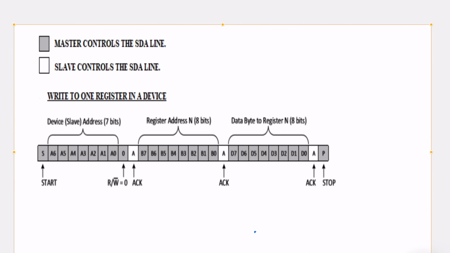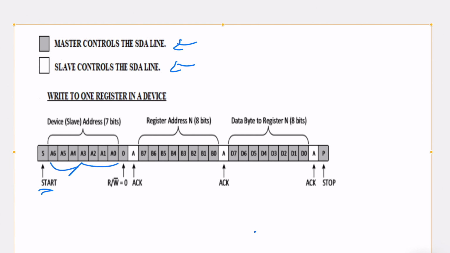Attached here is a very simple I2C write transaction. The gray means that the master is controlling the line, and the white means that the slave is controlling the line. As we saw before, we have our start condition. We have our 7-bit slave address.